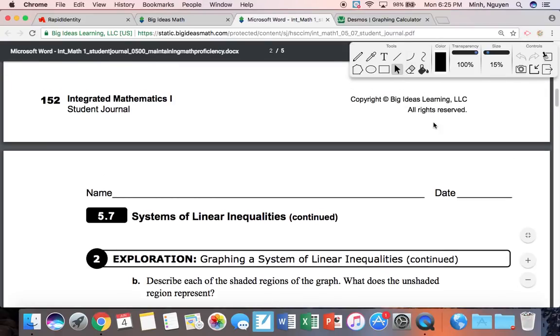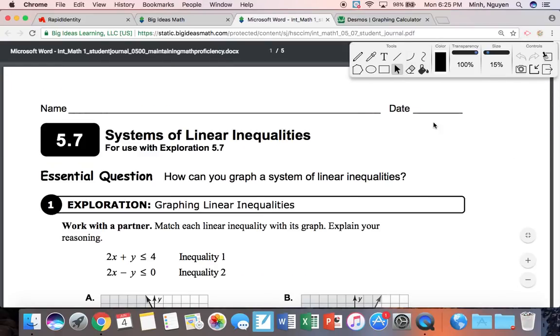We're into page 152 of your student journal, last section of the chapter, 5.7, Systems of Linear Inequalities. If you found systems of equations doable, and you understood how to graph linear inequalities, systems are not going to be very far off. Just like systems of equations, this is just when you have more than one inequality.